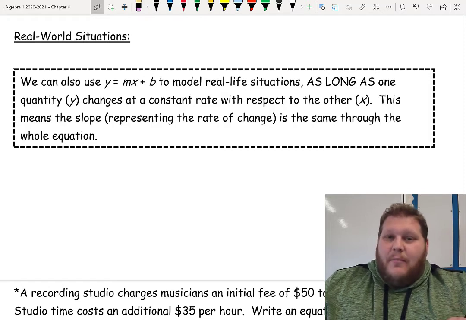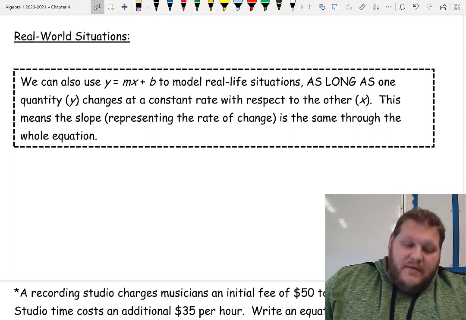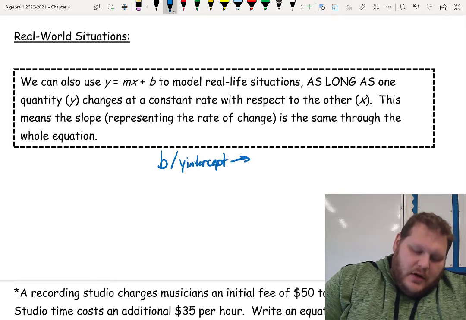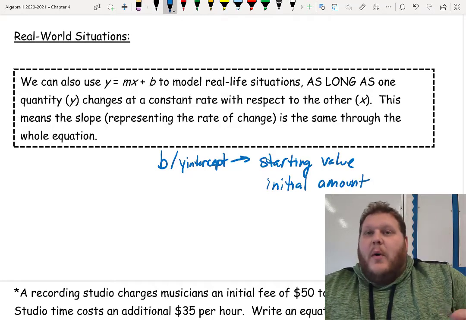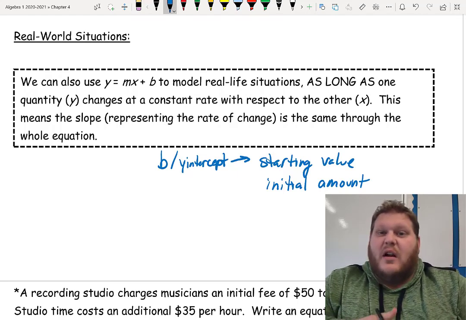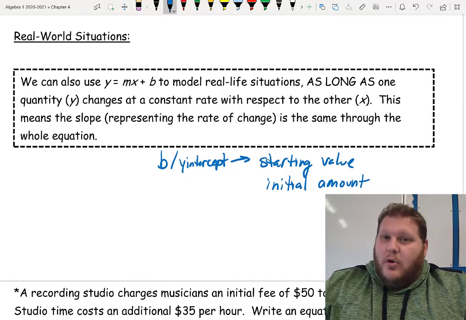In here, that m, my slope, represents that rate of change. So whatever rate my situation is dealing with is going to be my m value. The b value here, which we know is my y-intercept, is always a starting value or an initial amount in these word problems. Because my y-intercept is where my line crosses the y-axis, that's when my x value is 0. That's where we start. So we have a starting value, that's my y-intercept, that's my b. My rate of change is going to be my slope, my m.